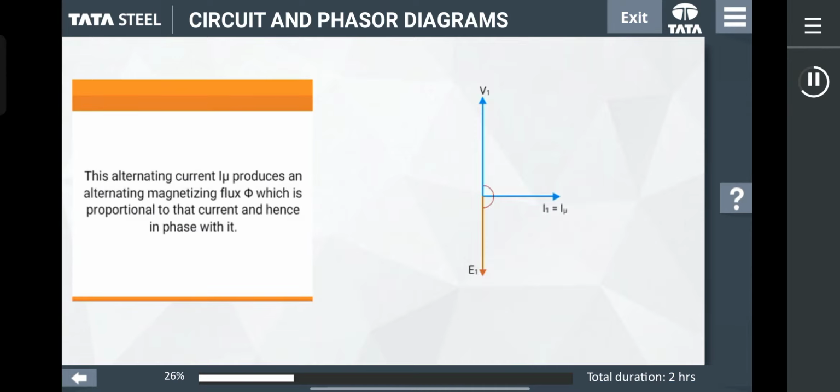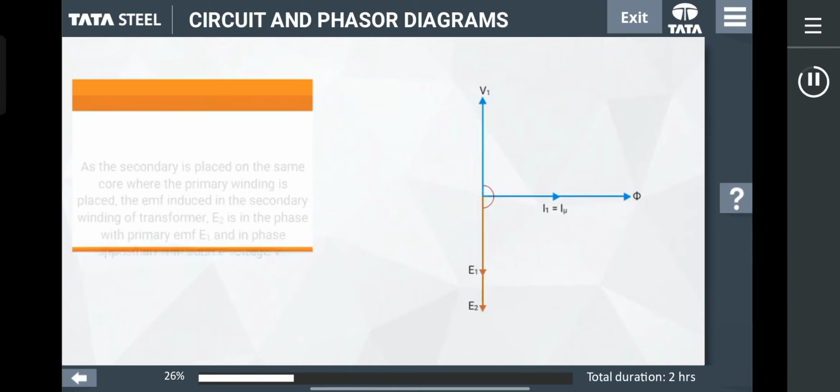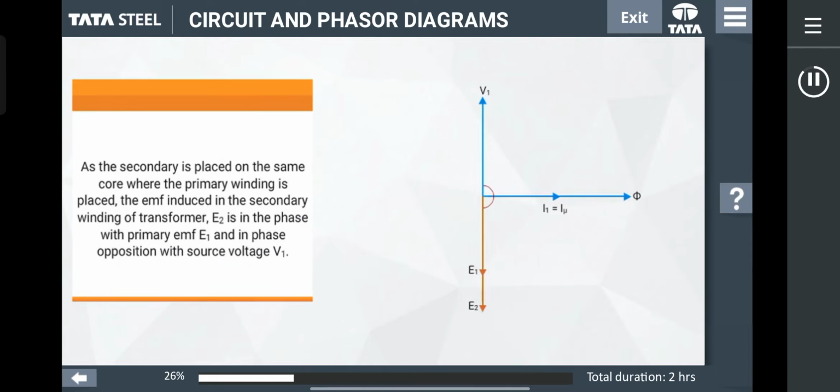This alternating current produces an alternating magnetic flux phi, which is proportional to that current and hence in phase with it. As this flux is also linked with the secondary winding through the core of the transformer, there will be another EMF E2 induced in the secondary winding. This is mutually induced EMF. As the secondary is placed on the same core where the primary winding is placed, the EMF induced in the secondary winding of the transformer, E2, is in phase with primary EMF E1 and in phase opposition with source voltage V1.